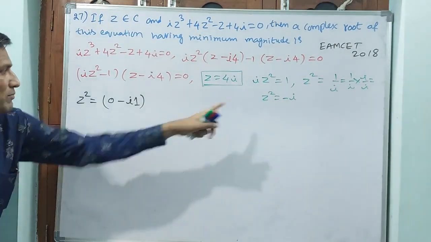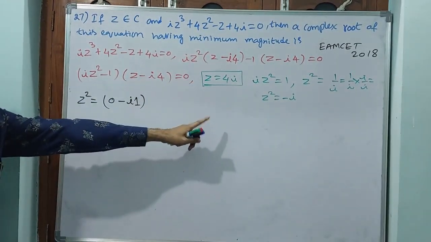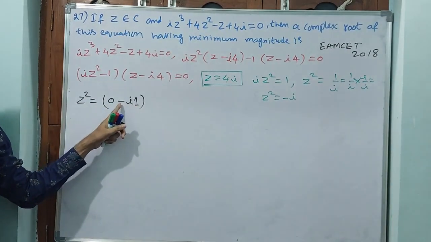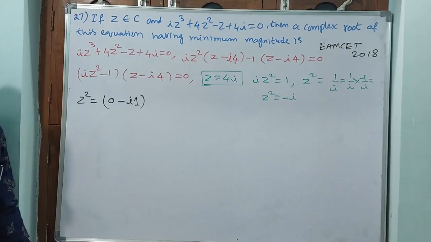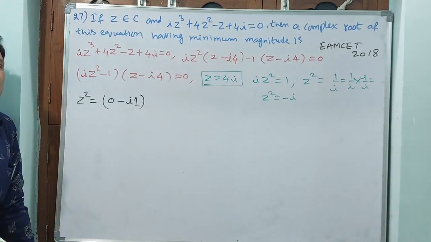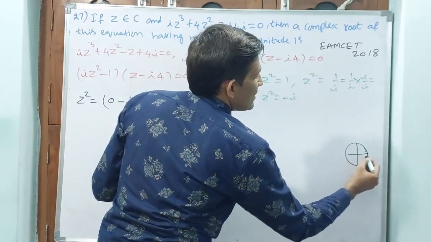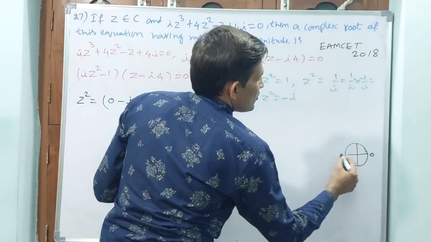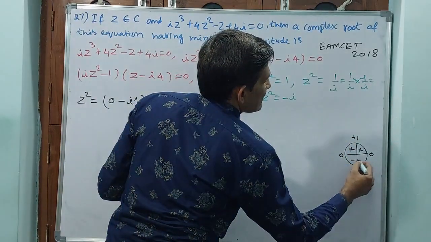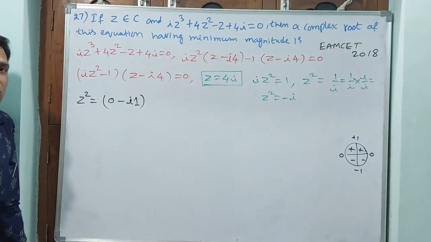See, z square is equal to minus i, meaning only the imaginary part. Logically, the real part is 0 and the imaginary coefficient is minus 1, so minus 1 into i. Forget about cos for now; see where minus 1 will come in sine. In this circle diagram, sine takes the values 0, 0, plus 1, minus 1 — minus 1 at 3 pi by 2.